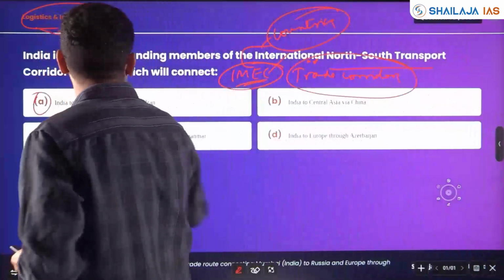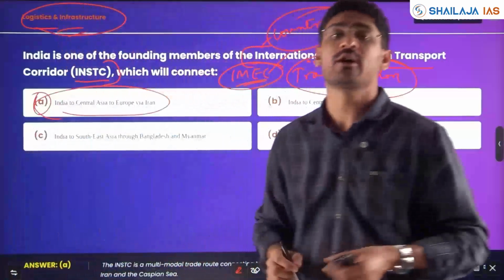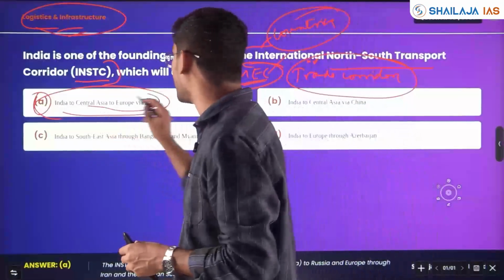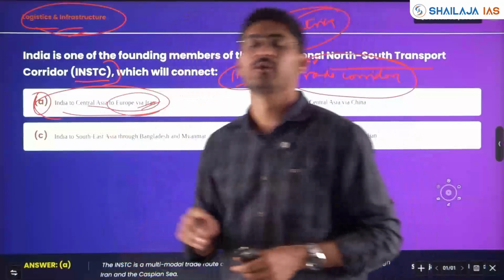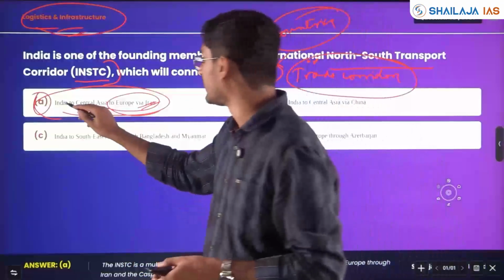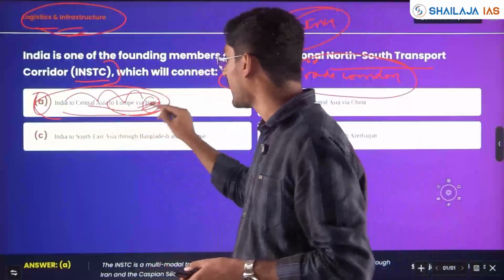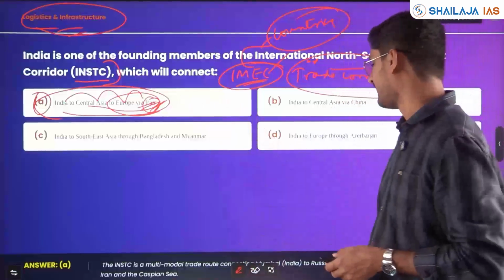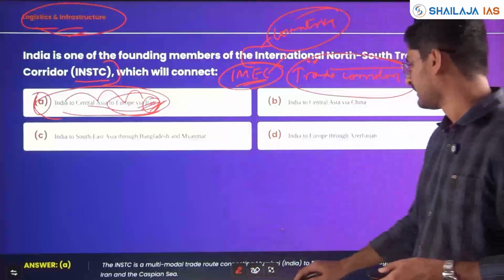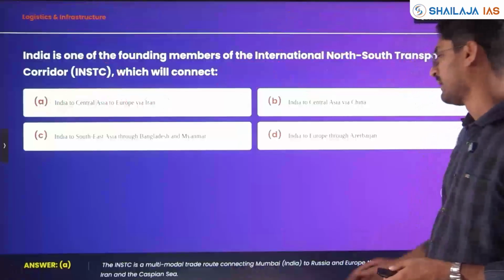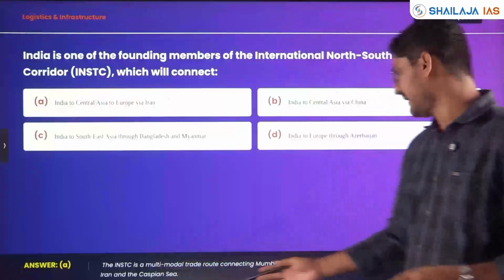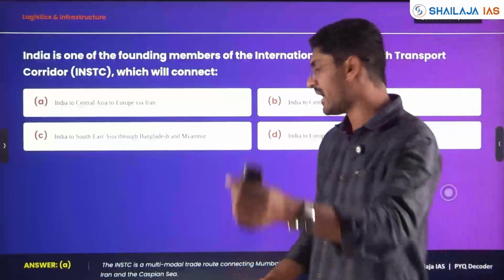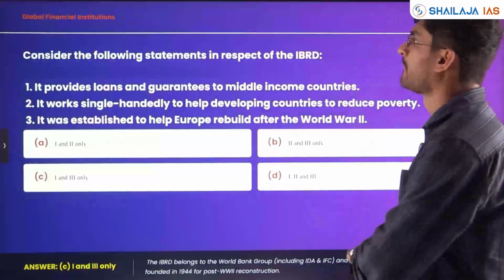Here the answer is the International North-South Transport Corridor, which connects India to Russia via Central Asia, Europe, and Iran: India to Central Asia to Europe to Russia via Iran and the Caspian Sea. The answer is option A, INSTC. It is a multimodal trade route connecting Mumbai of India to Russia and Europe through Iran and the Caspian Sea.